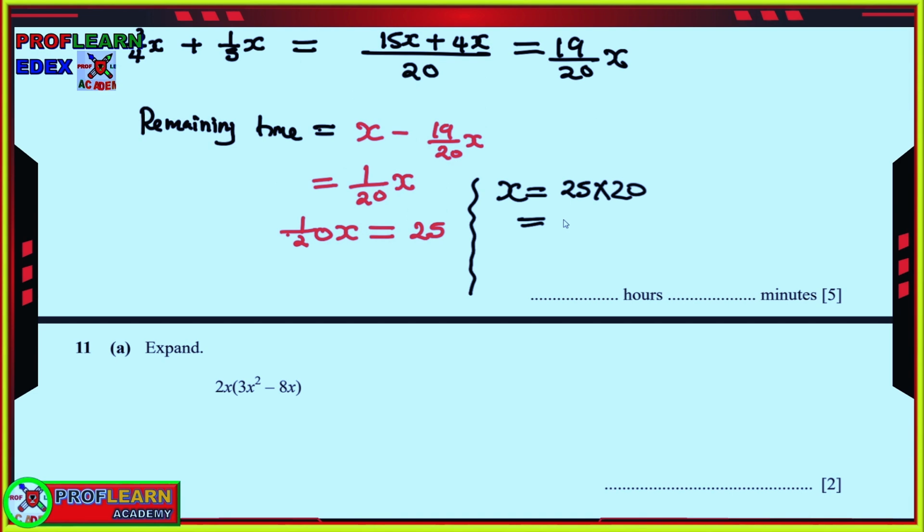To multiply, we are going to put the 0 to 25. It becomes 250 times 2. That is going to give us 500 minutes. And remember, we are supposed to give our time in hours and minutes. So 1 hour is equal to 60 minutes.